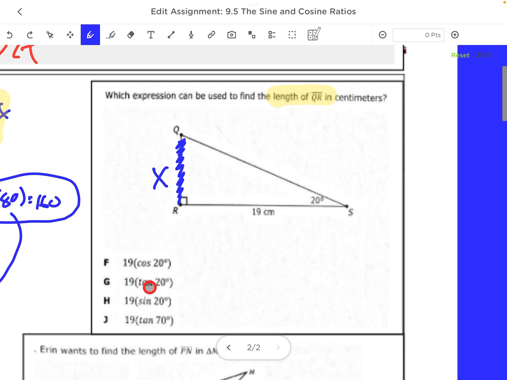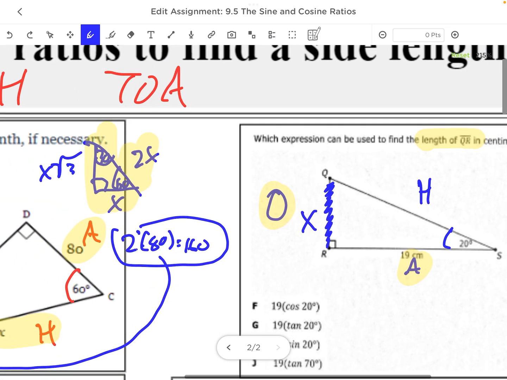Well, let's not think about this. Let's use our information. We know that's our angle, so let's label our sides. I know this is the hypotenuse. If this is my reference angle, this has to be the opposite side and that has to be the adjacent side. So which two sides am I working with? I'm working with opposite and adjacent. So which one's opposite and adjacent?